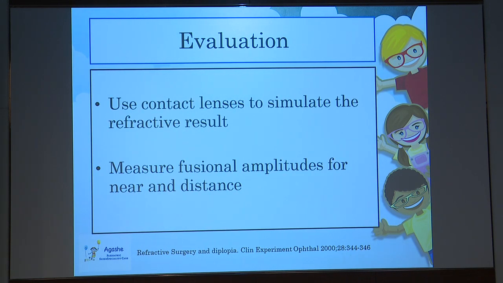Use contact lenses to simulate the refractive result and measure fusional amplitudes, which is extremely important. So if the fusional amplitudes are less than 18 to 20, there is a good chance that the patient can decompensate. So if the fusional amplitudes are less and the manifest deviation is more, it may be a good idea to correct the strabismus before the LASIK.